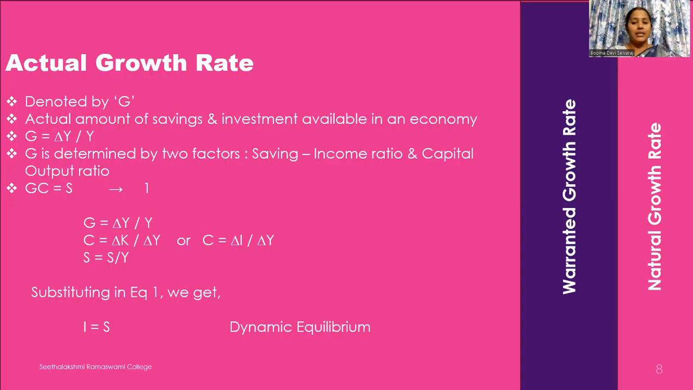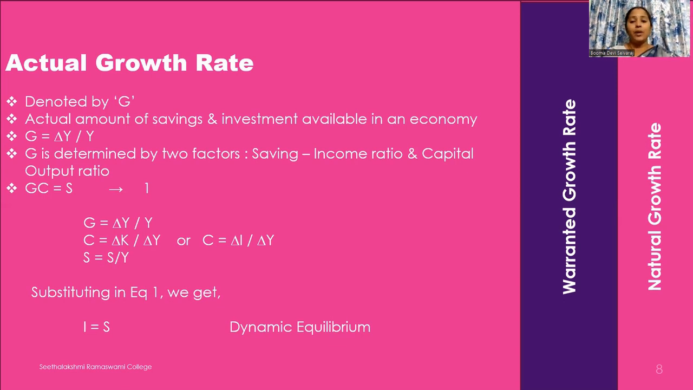The actual growth rate is denoted by G. It is determined by the actual amount of savings and investment available in the economy. It can be defined as the ratio of change in income to the total income in a given period, which can be written as G equals change in income divided by real income. The actual growth rate is determined by two factors, that is savings income ratio and capital output ratio.